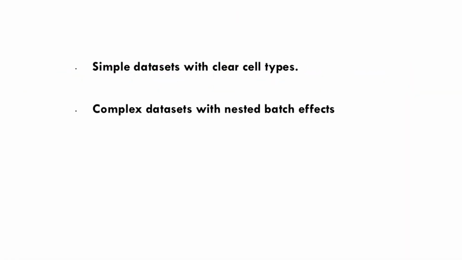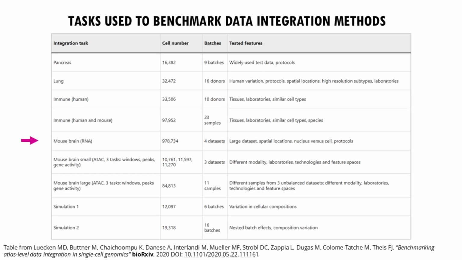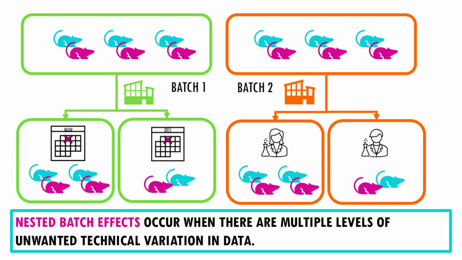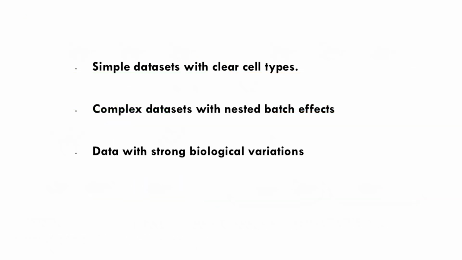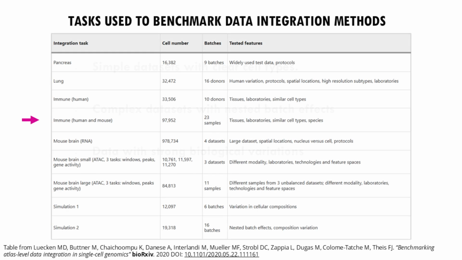Then we have complex datasets with nested batch effects, like the mouse brain data with 1 million cells. Nested batch effects occur when there are multiple levels of unwanted technical variation in data, such as when samples from different experiments are processed in different batches, and those same experiments are also organized into different lab groups. They also tested integration methods with data with strong biological variations, so different species or tissues or disease states.